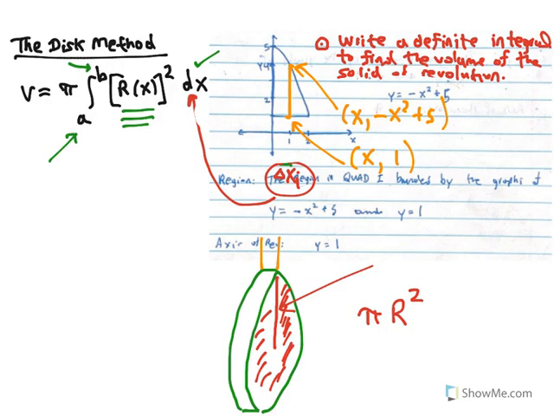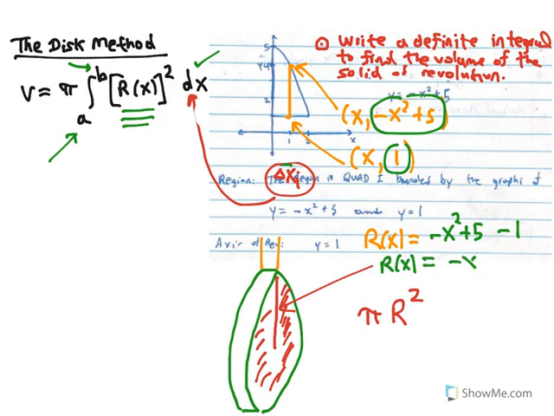So r of x is equal to the length of that vertical line segment, which we find by subtracting the y coordinates of the top and the bottom endpoints, giving us negative x squared plus 5 minus 1. And that, of course, simplifies to 5 minus 1 is 4, so you'll have negative x squared plus 4. Which you can write, if you prefer, as 4 minus x squared.